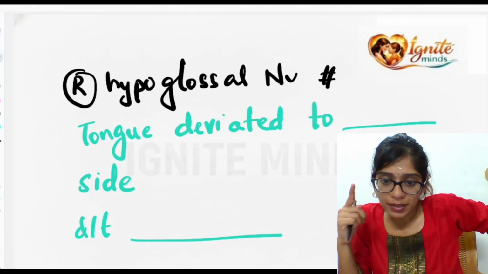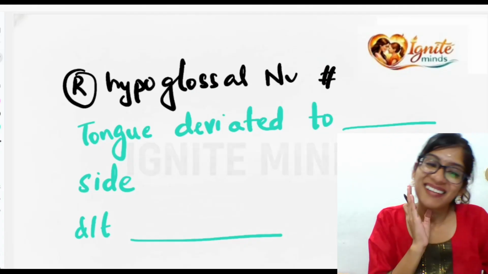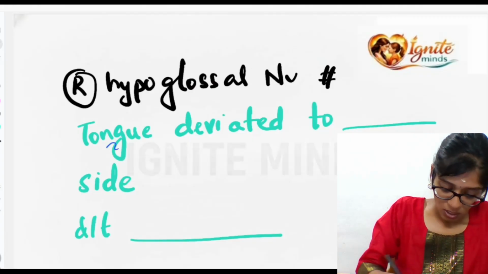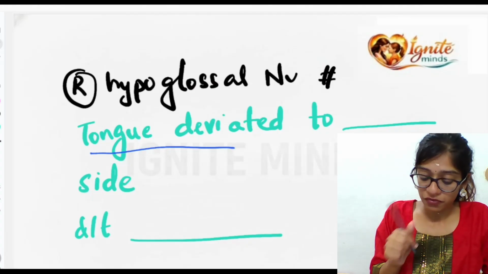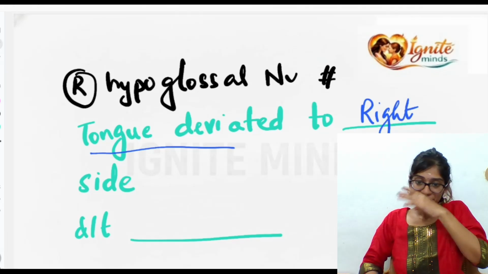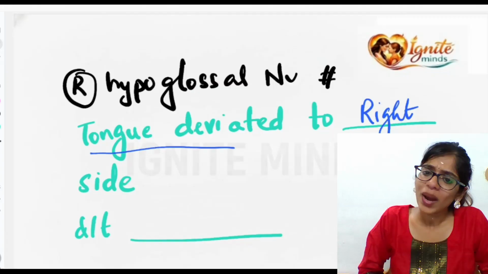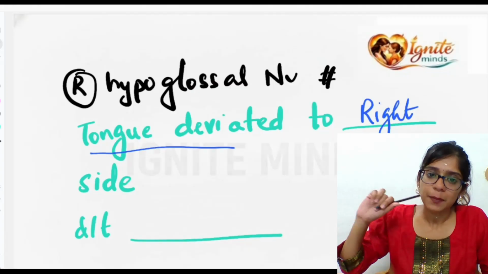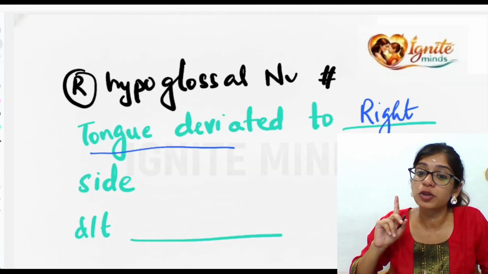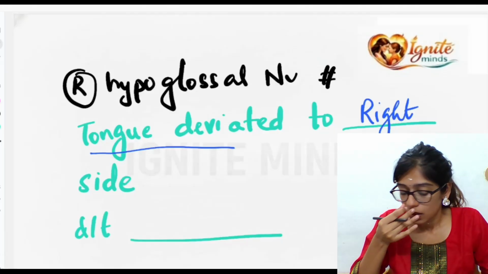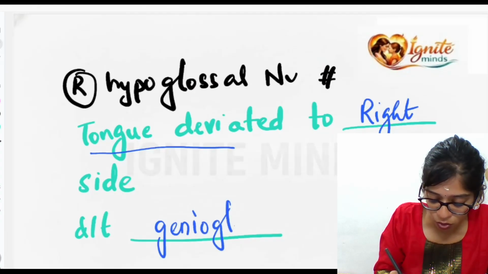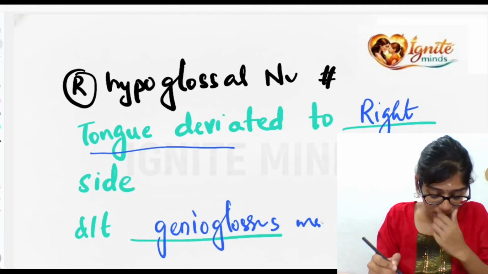You should be worried because if the right hypoglossal nerve is damaged, the tongue is going to be shifted towards the right side. Okay? Now why? If the right hypoglossal nerve is damaged, I am telling you as a defect, the tongue is going to get deviated to the right side. Why? Due to unopposed genioglossus muscle action. And I will explain the meaning.